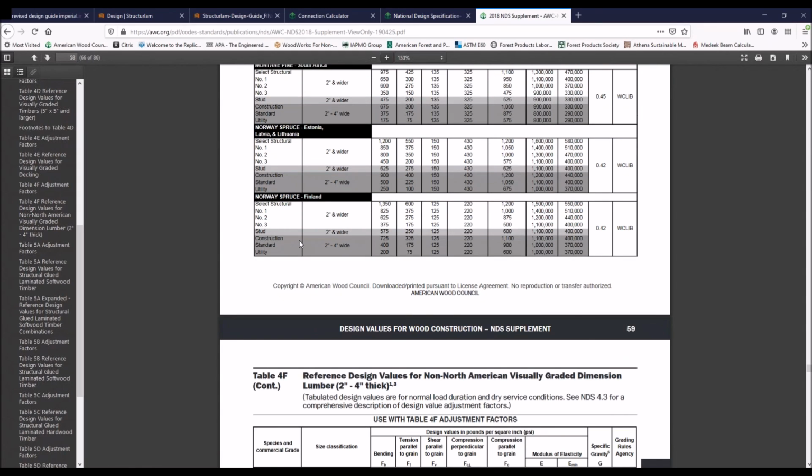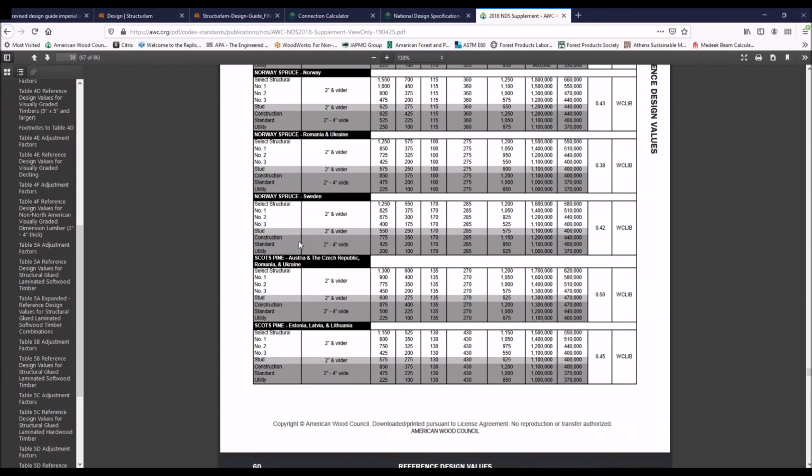world. So there's also tables in here for North American lumber that's machine graded. So that would be either MSR, machine stress rated, or MEL, machine evaluated lumber. There's tabulated grade values listed for those as well. So we do have quite a variety of design values listed in the NDS supplement for both solid sawn lumber and glue laminated timber.